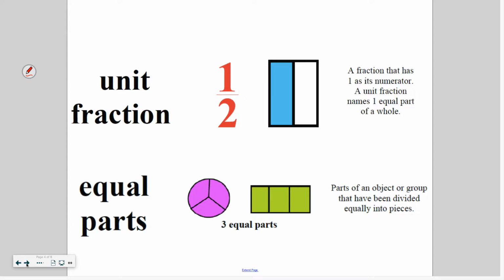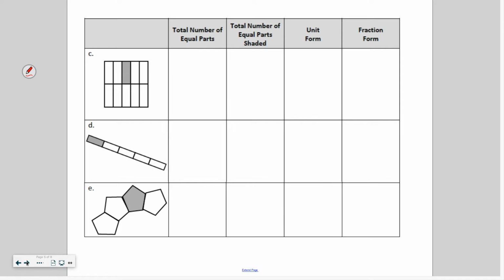A unit fraction is a fraction that has 1 as a numerator. A unit fraction names one equal part of a whole, and equal parts are parts of an object that have been divided equally. The most important part of a fraction is that it is equal parts. So you're going to have a table like this that you're going to have to fill out, and I'm going to show you how to do so.